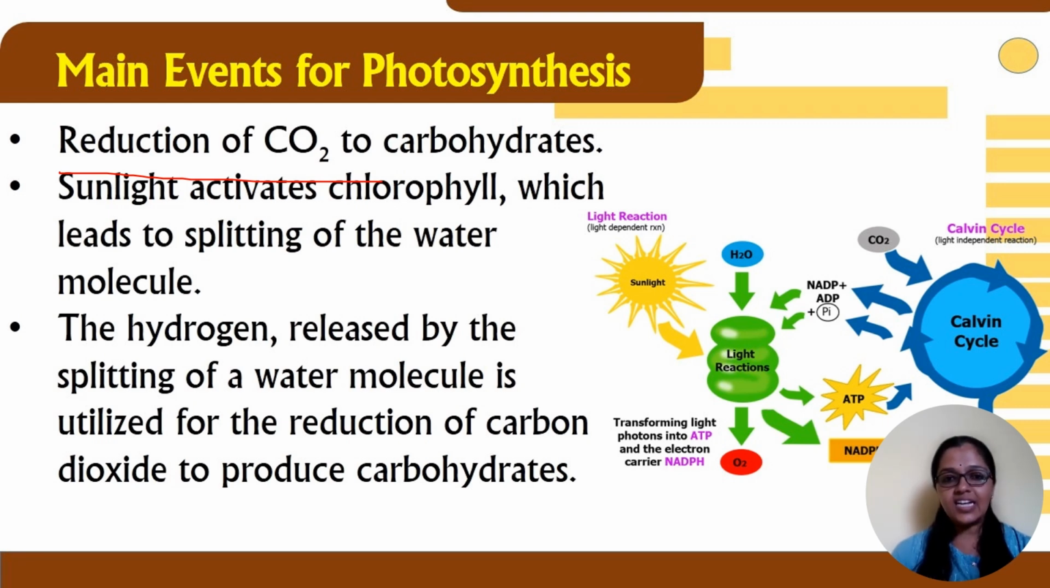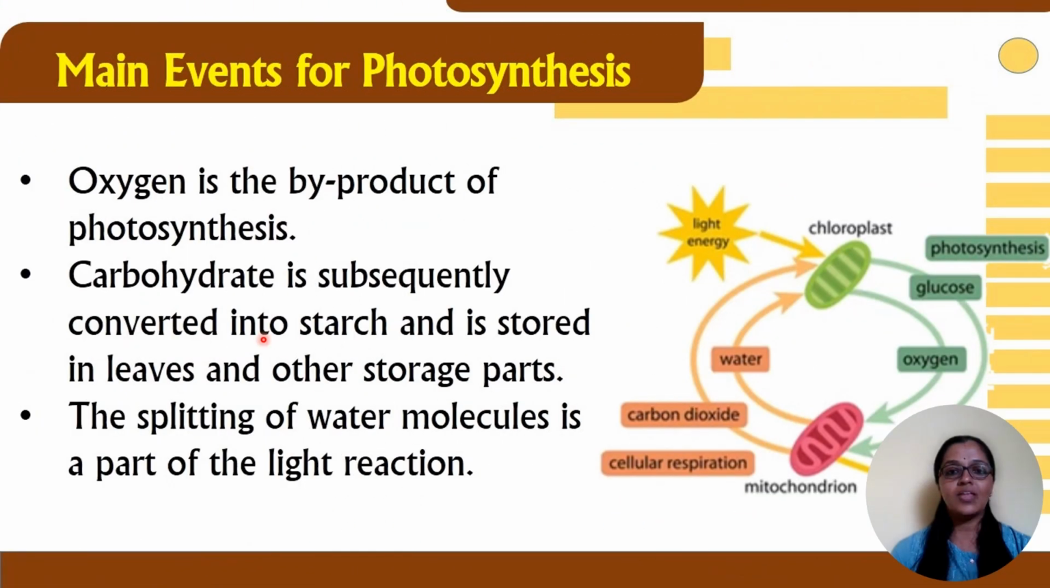The process in detail we can write as: sunlight activates chlorophyll, which leads to splitting of water molecule. The hydrogen released by splitting of water is utilized for the reduction of carbon dioxide to produce carbohydrate. And what are the byproducts? Oxygen is a byproduct, and the carbohydrate which is produced is stored in the form of starch. Very important. The storage form of carbohydrate is starch, and the product is glucose.